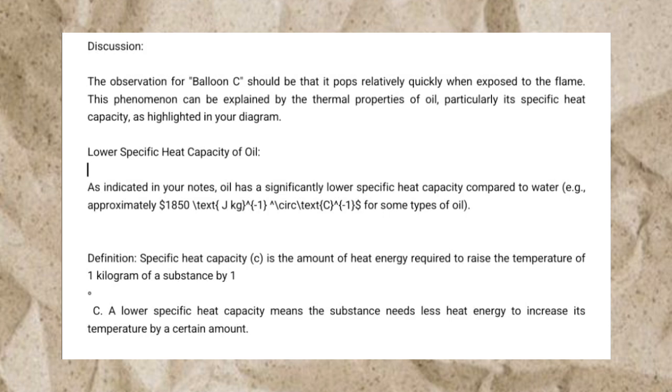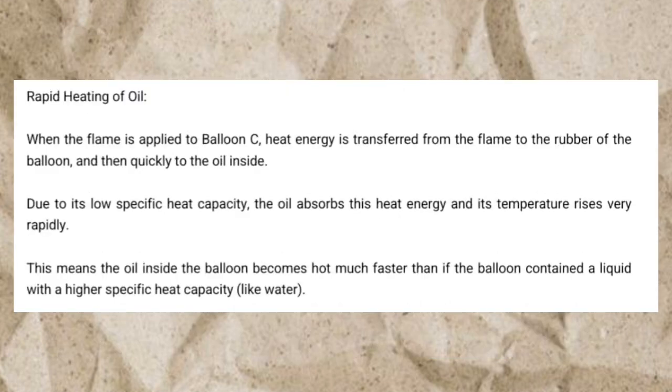The definition of specific heat capacity is the amount of heat energy required to raise the temperature of 1 kilogram of a substance by 1 Celsius. A lower specific heat capacity means the substance needs less heat energy to increase its temperature by a certain amount. When the flame is applied to balloon C, heat energy is transferred from the flame to the rubber of the balloon, and then quickly to the oil inside.